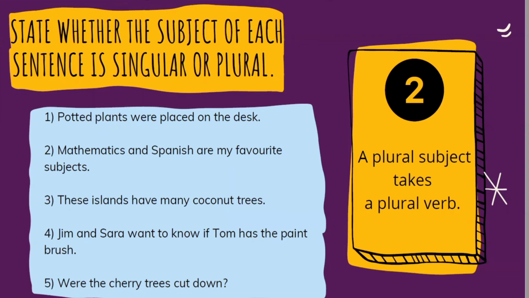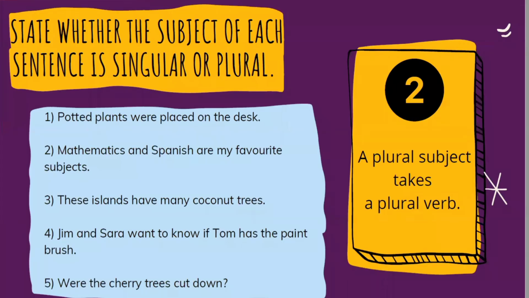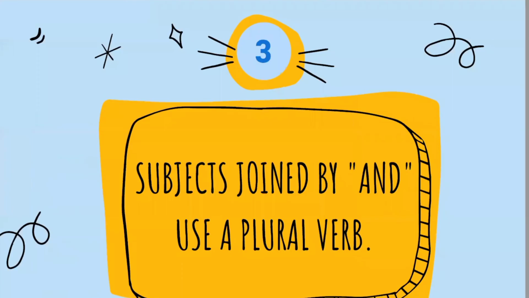Jim and Sarah want to know if Tom has the paintbrush. Who wants to know? Jim and Sarah want to know. That's a plural subject. Plural subject takes a plural verb. Were the cherry trees cut down? Were the cherry trees? Definitely more than one cherry tree. A plural subject again takes a plural verb. So let's move on to rule 3.